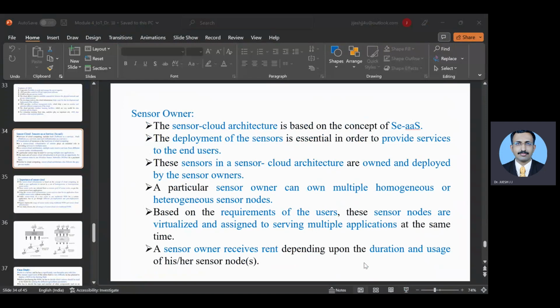The sensor cloud architecture is based on the sensors as and when they are connected, and on the deployment of sensors. Deployment of sensors is essential to provide the services to the end user. You can say the sensors in the sensor cloud architecture will be owned and deployed by the sensor owner. For example, let us see that Gautam is there here.